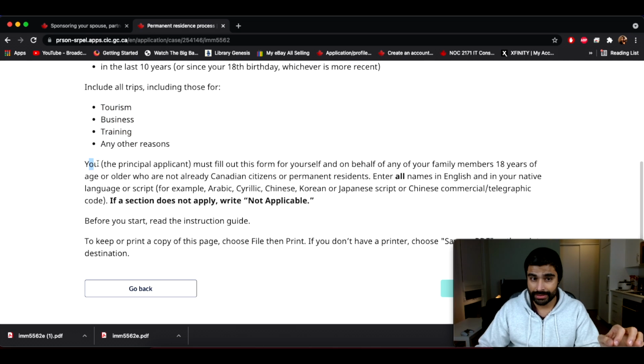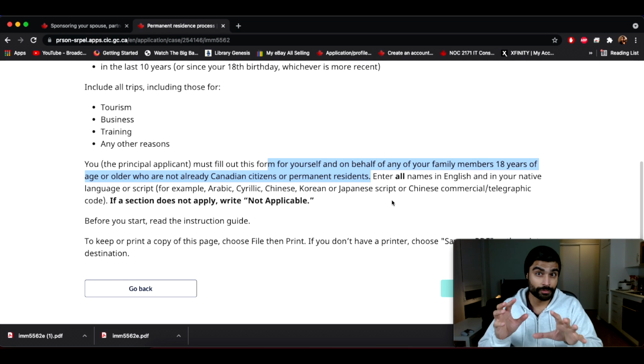Now this is the section which confuses a lot of people. It says you, the principal applicant, must fill out this form for yourself and on behalf of any of your family members 18 years of age or older who are not already Canadian citizens or permanent residents. All right.